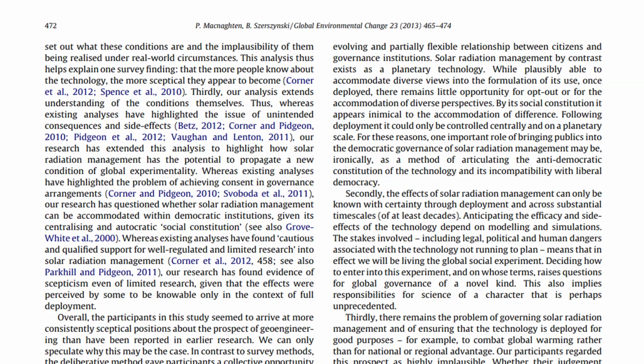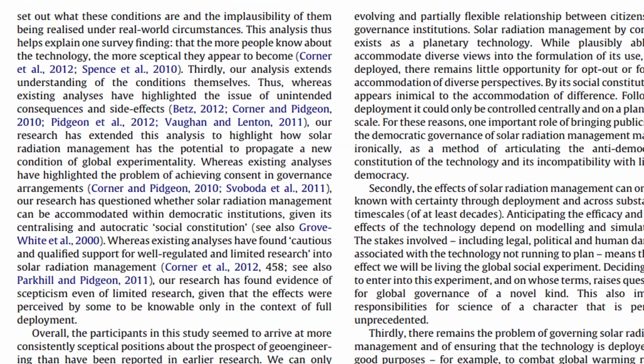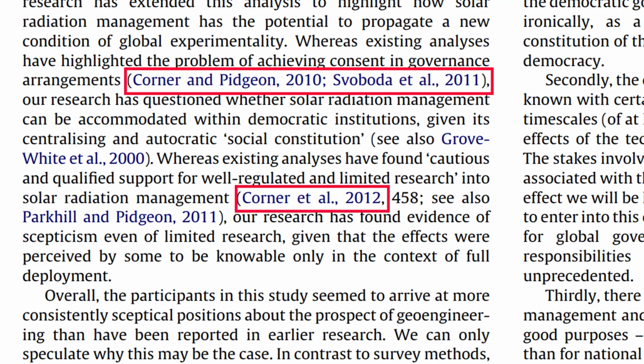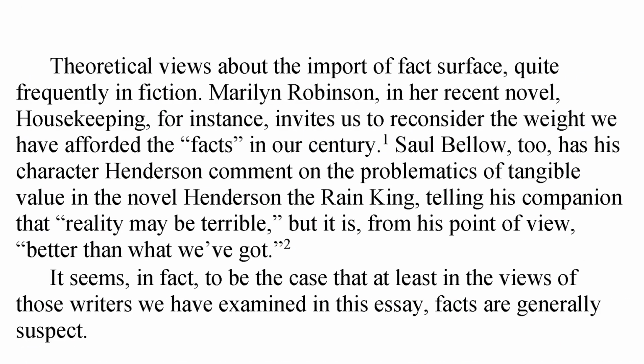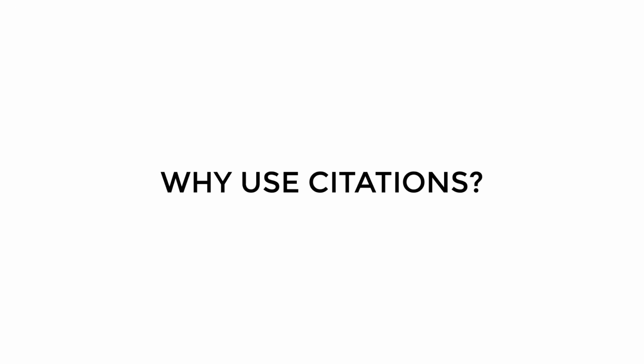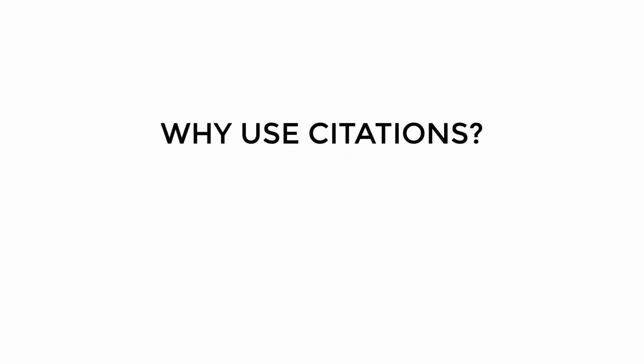The second part of a citation is the in-text citation, which is the notation you use within the body of your writing. These can either be a parenthetical citation, or a number corresponding to a reference list or footnotes. So why do we use citations in academic writing?